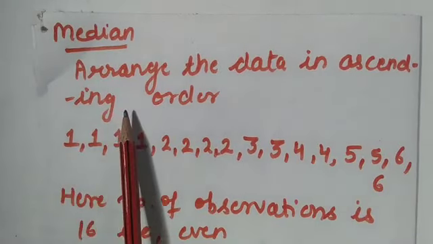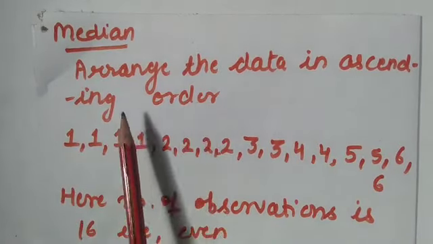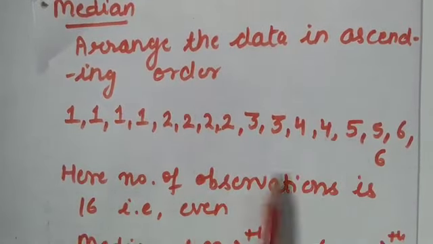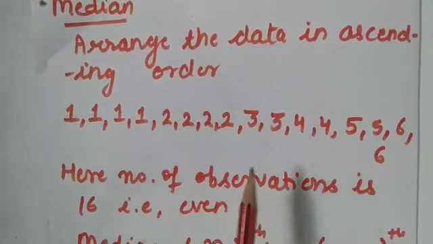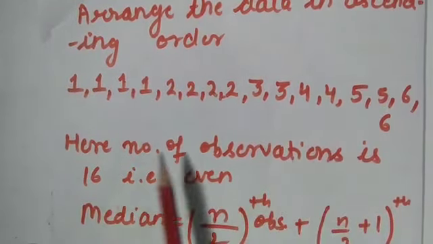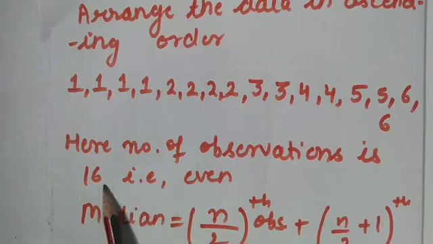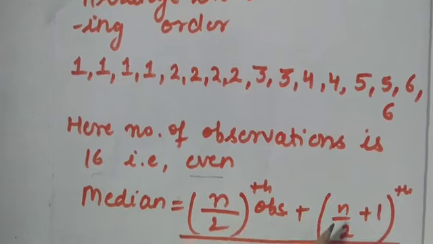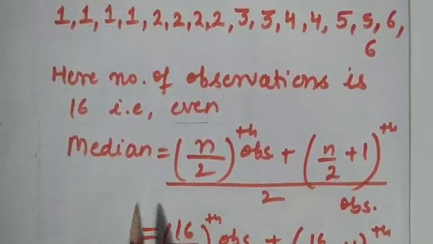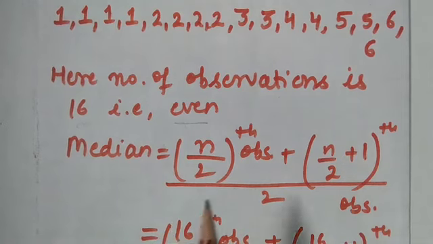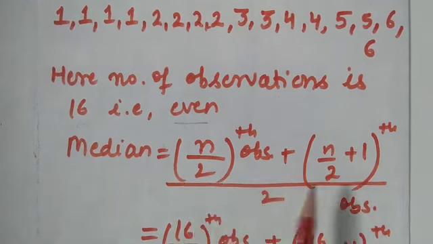Now come to the median. How will you find the median? First step, arrange the data in ascending order. So I have arranged the data in ascending order. We have 16 observations. Then count the number of observations. It is also given in the question. They are 16 in number and 16 is an even number. So how will you calculate the median? There will be 2 middle-most observations, and the average of those 2 middle observations will give you the median.